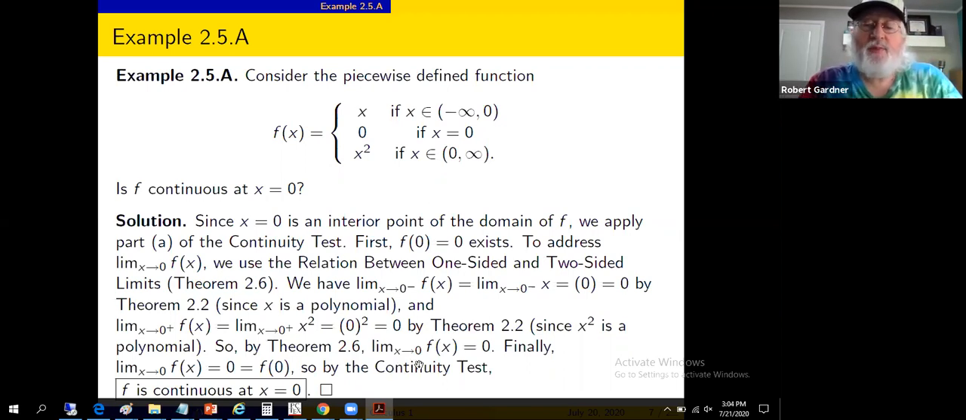The limit as x approaches 0 of f of x does exist. And by the way, it equals 0. Oh, and 0 is the value of the function at 0. So the limit as x approaches 0 of f of x is 0. It's f of 0. That's the third part of the test for continuity. So f is continuous at x equals 0. So yes, it is continuous.